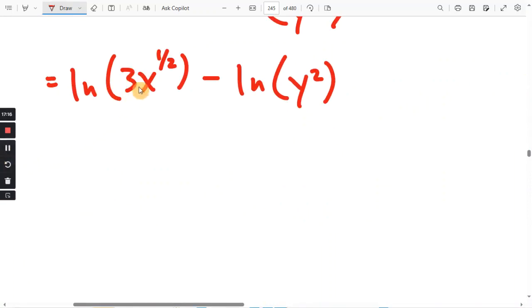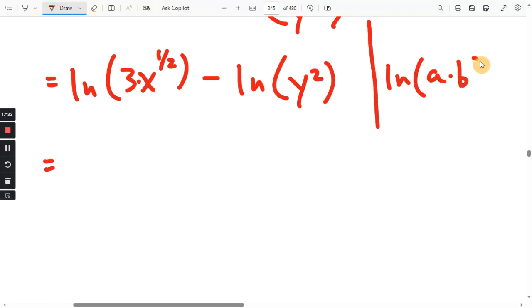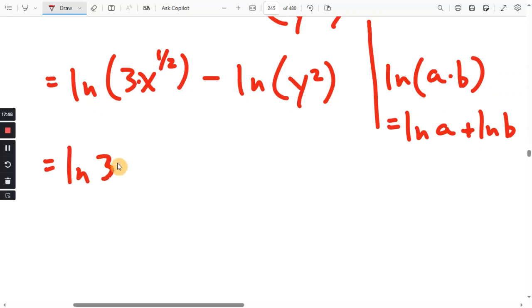Now right here we have a product. This is 3 times x to the 1/2. Product rule, you add, all right? Remember, I'll do it off in the margin here. Remember that ln of a times b equals ln of a plus ln of b. All right, so we're going from this to this. We have 3 times x to the 1/2. We're going to do ln of 3 plus ln of x. I said squared, I meant to the 1/2.